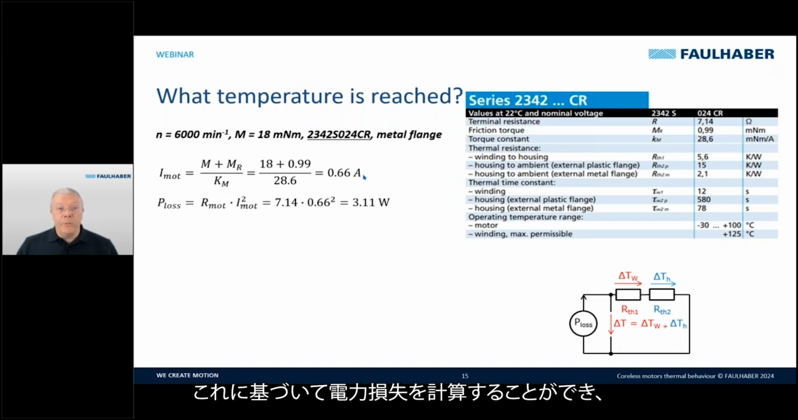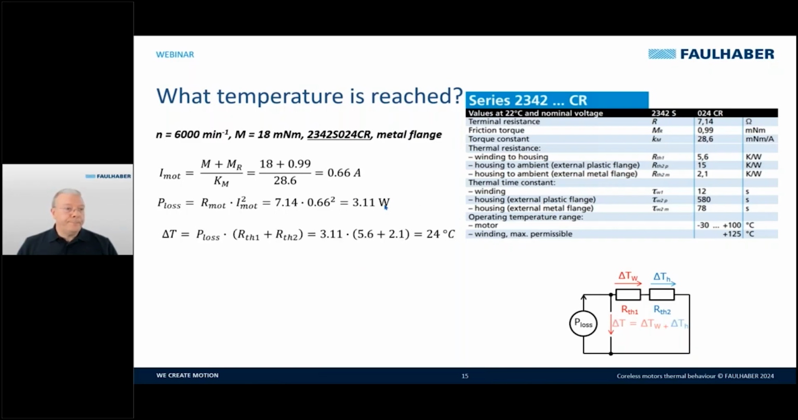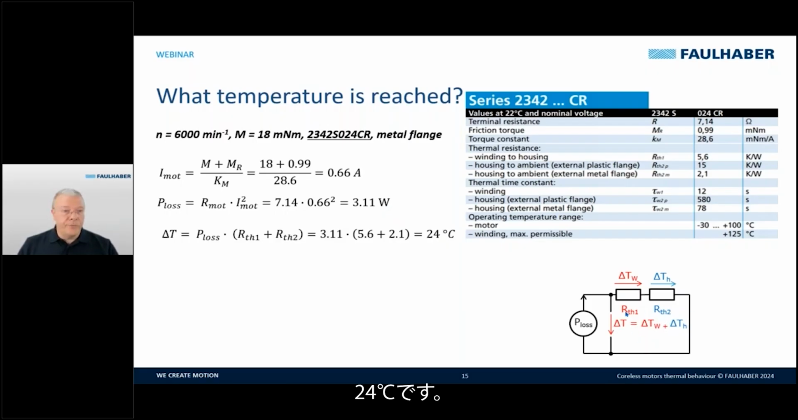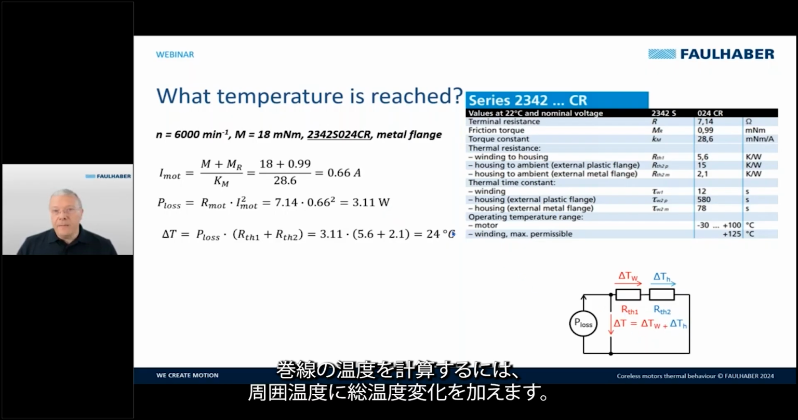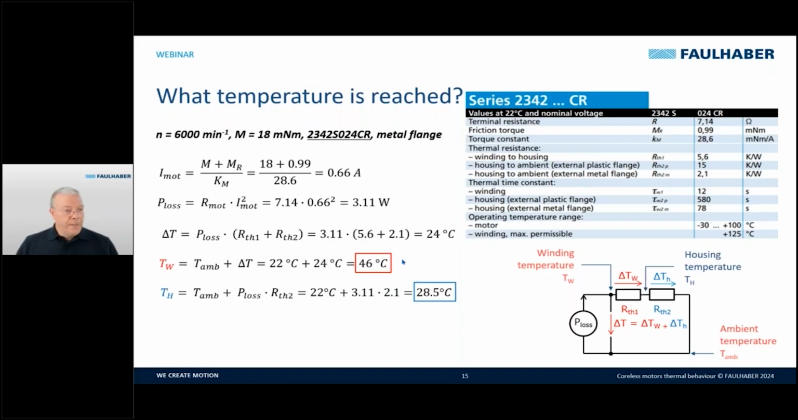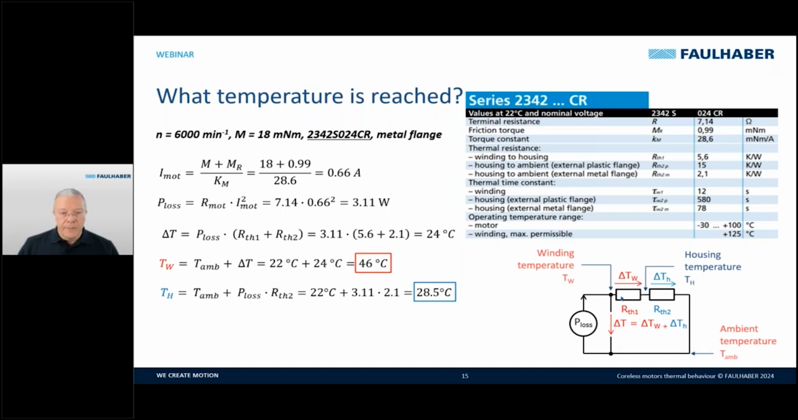Based on this, we can calculate the power losses that we use later for the calculation of the temperature, which is 3.11 watts. Based on this, we can calculate the total variation of temperature, that is 24 degrees. Then to calculate the winding temperature, we need to add the ambient temperature and the total variation of temperature, and we reach 46 degrees with this model. Then the housing is ambient temperature plus power losses times this thermal resistance here. So this means 28.5 degrees.